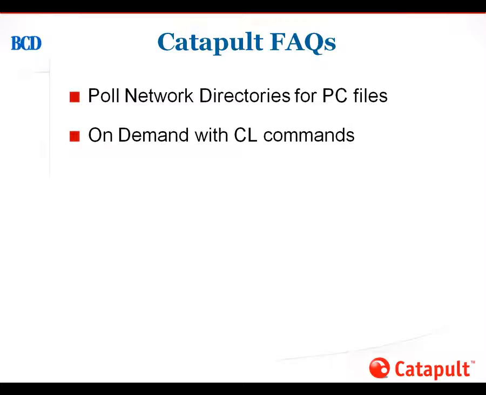We mentioned earlier that Catapult runs on a polling cycle every 10, 15 minutes. That's usually what we recommend. The lower that number goes, the more processing it does. If you have it set to every minute, it'll just be running continuously.